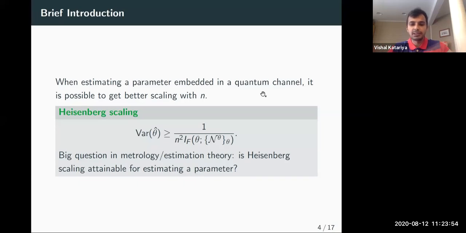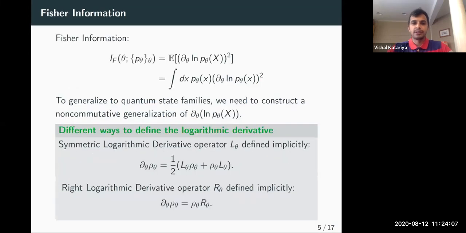And the big question that many people ask, that we also are interested in, is: given a particular estimation task, that is, given a channel family, can we get Heisenberg scaling? To attack this, first we'll just review some of the technical aspects and move on to some things that we define.